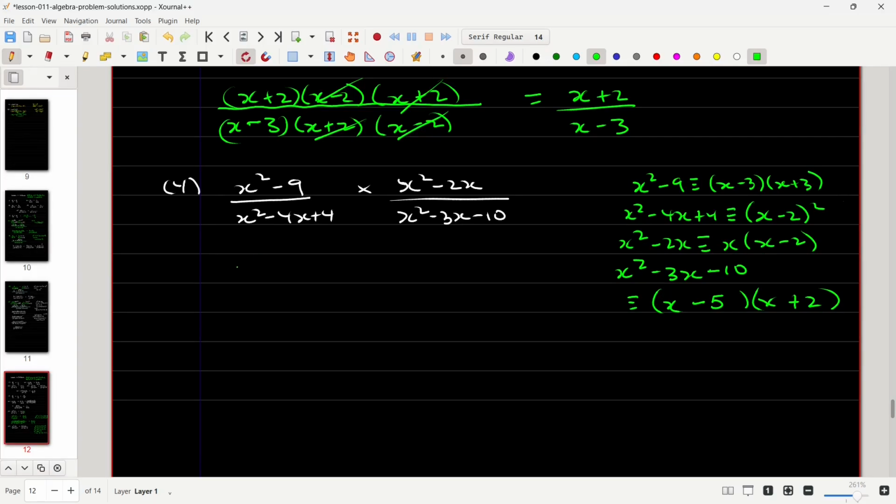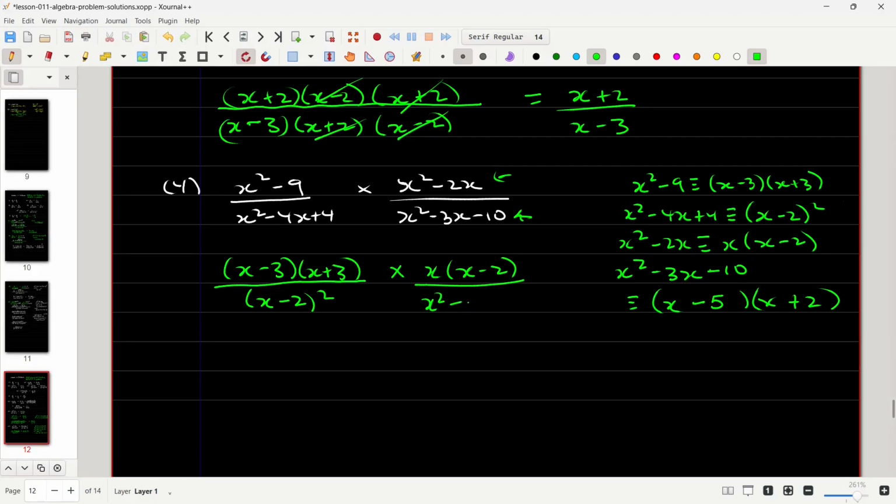Let me rewrite everything now. So I have x minus 3 and x plus 3. All right, that's the first one. And then the next one, I have x minus 2 all squared. Now I'm multiplying that by x into x minus 2. And then the last one underneath, oh sorry, I did that wrong. I'm supposed to write the factors, which are x minus 5 and x plus 2.